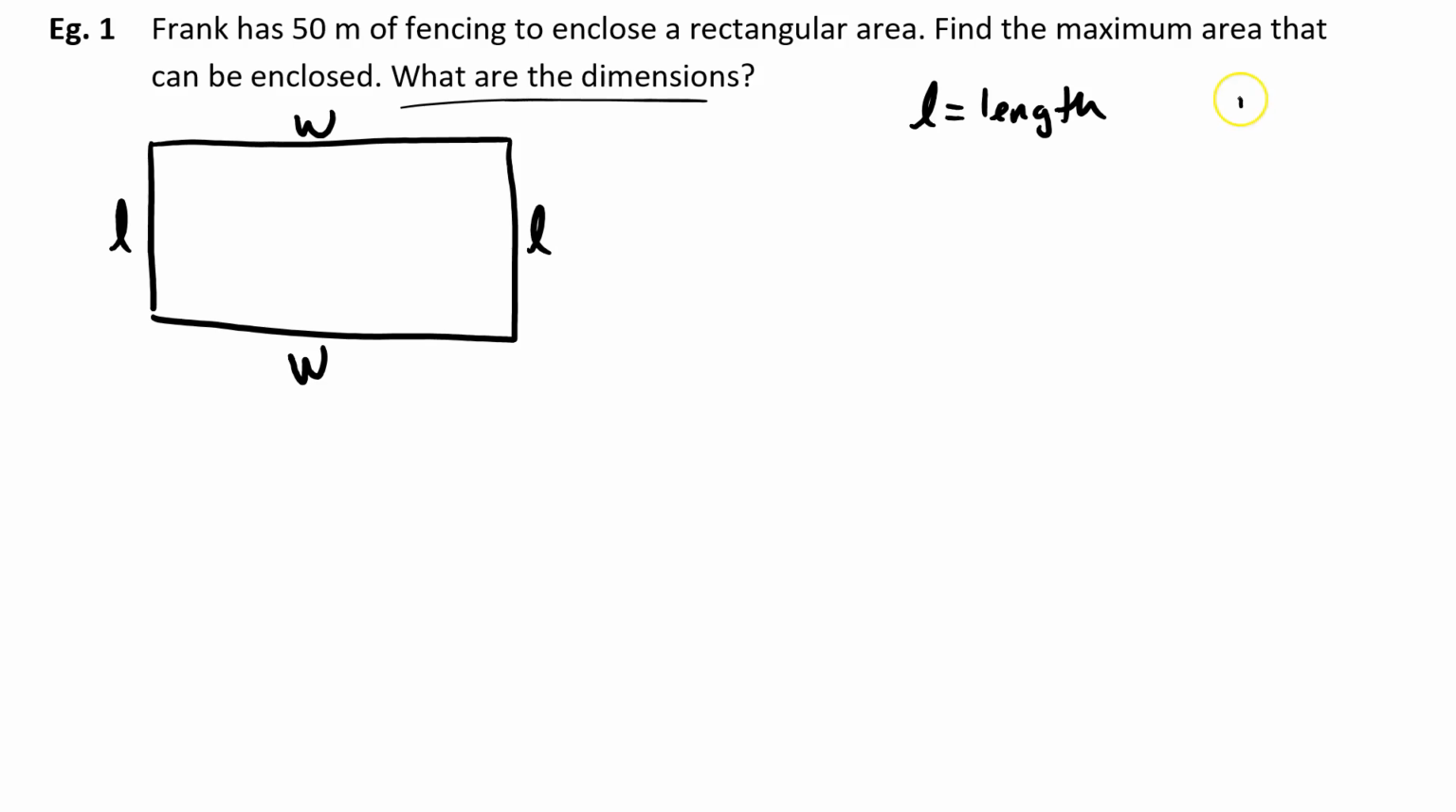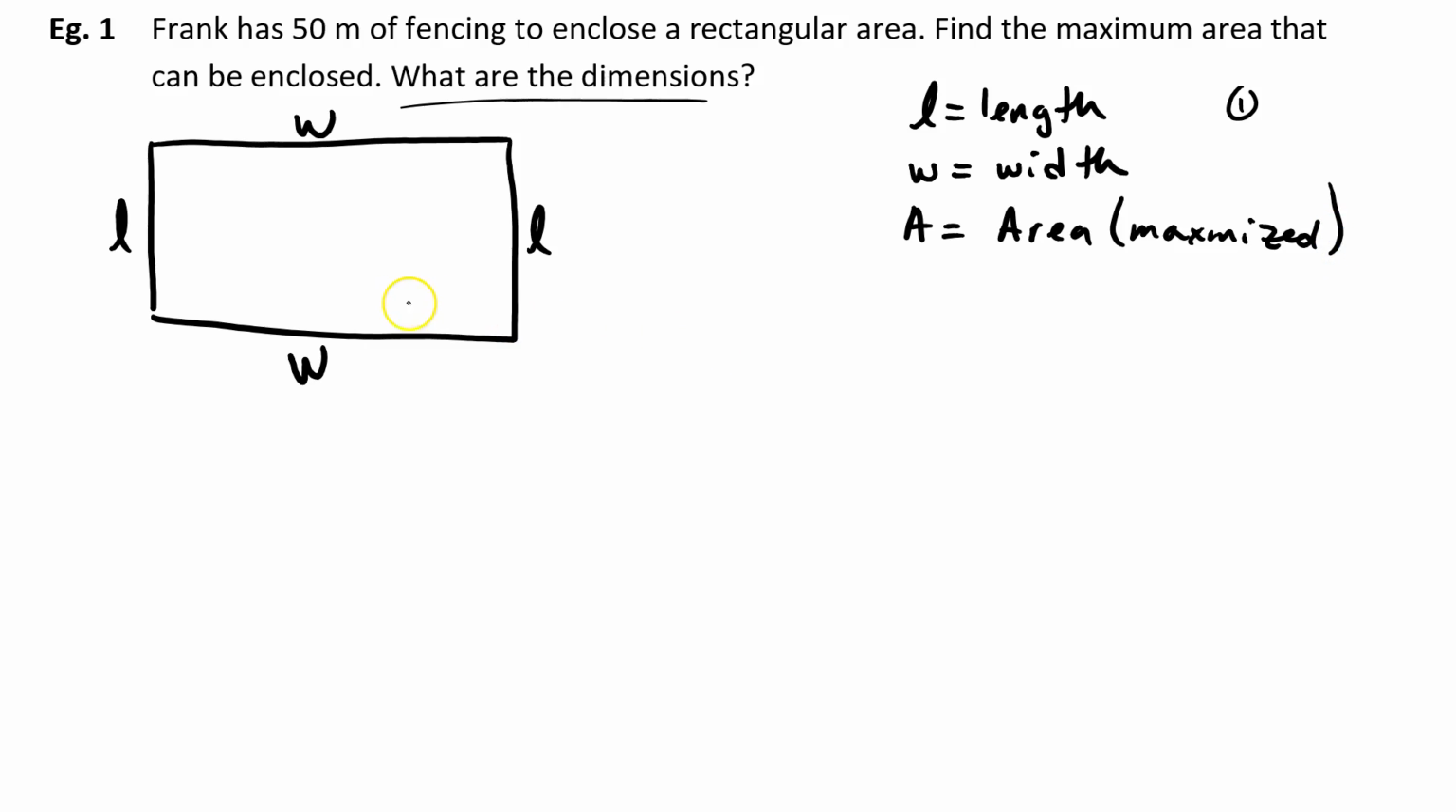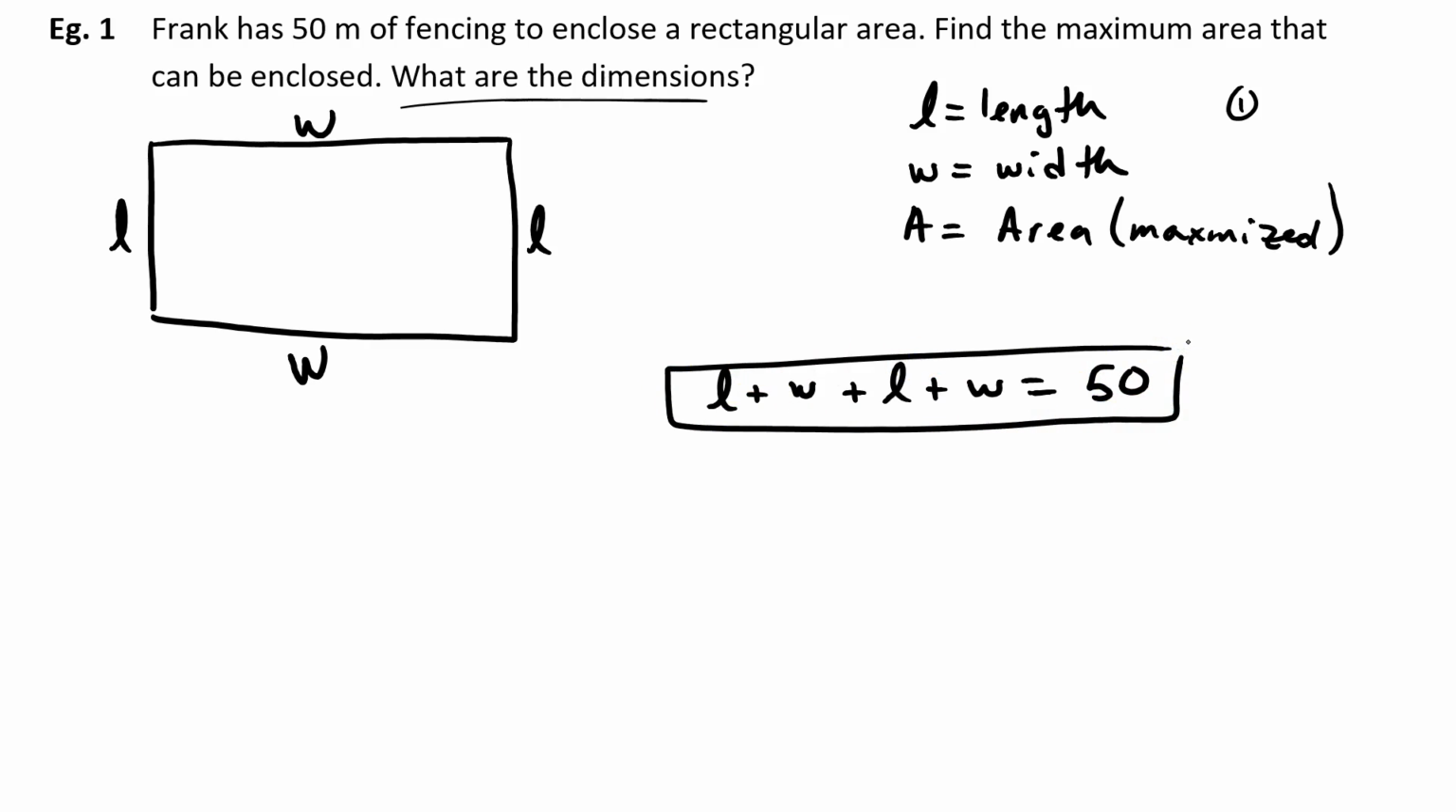So this is step number 1. L equals length, W equals width, and A equals area, which is maximized. So if I were to write an equation, I would say L plus W plus L plus W equals 50. If I were to simplify that, I would say 2L plus 2W equals 50.